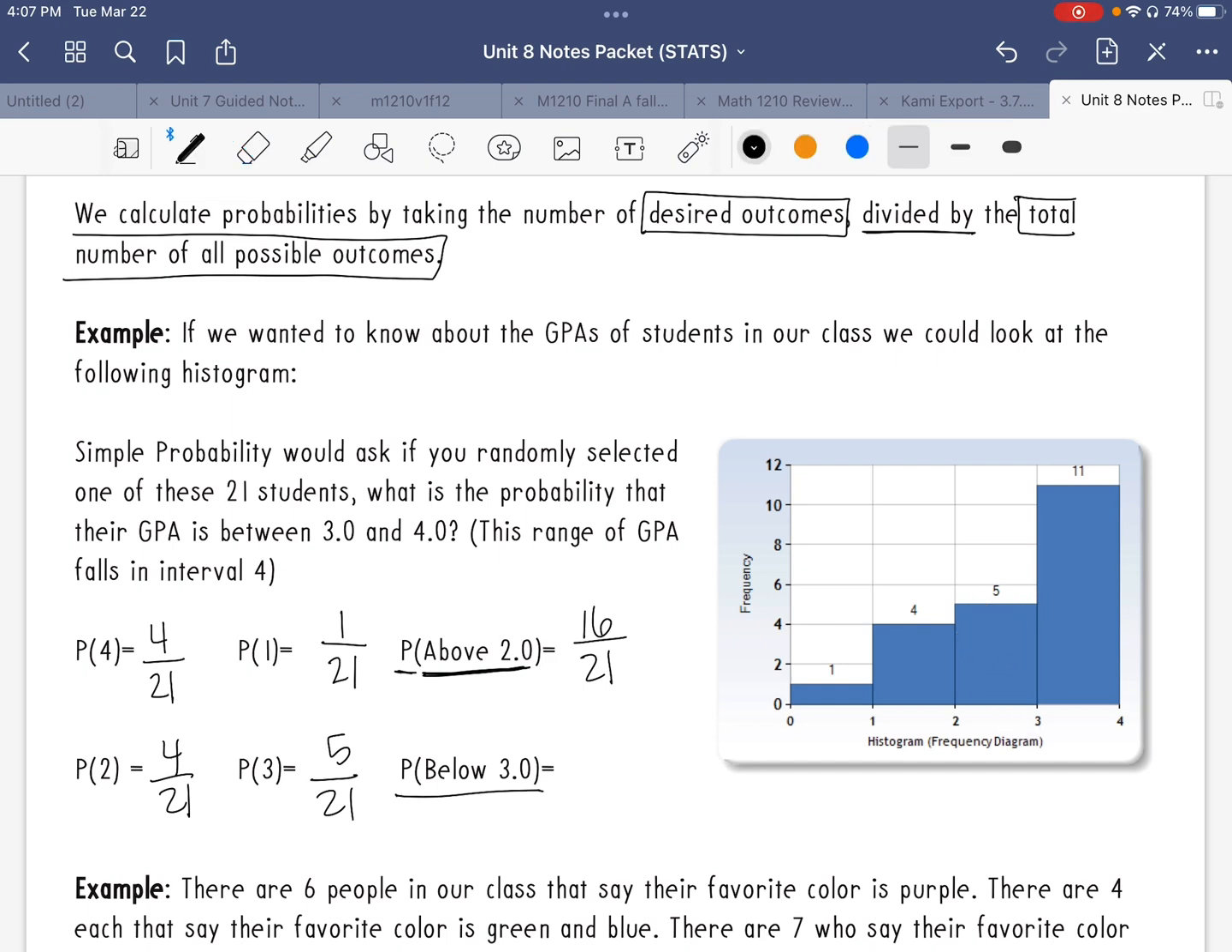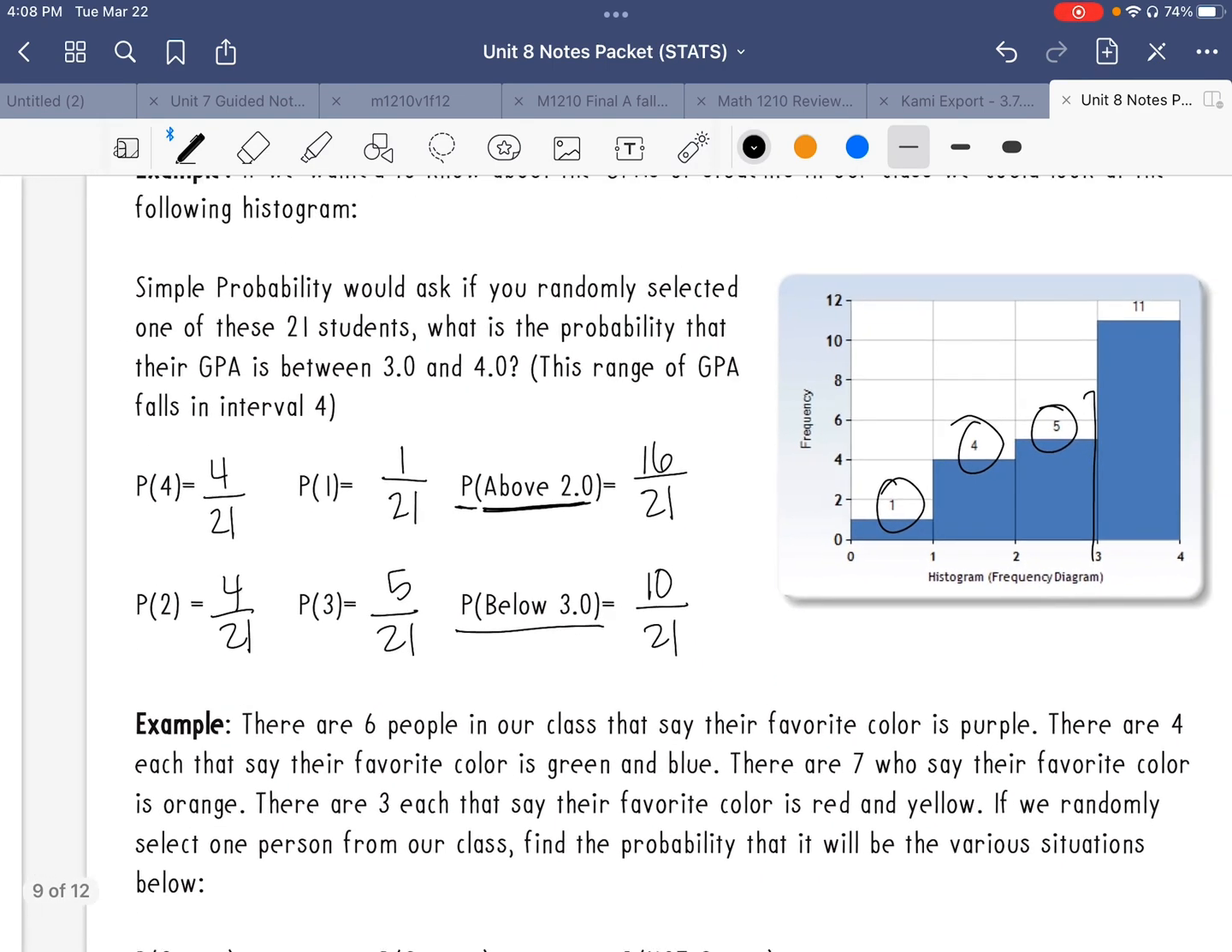Now, for our last one, what's the probability that it falls below 3.0? So here's your 3.0 mark. So what are the odds that your student is from this section of the histogram? So we would do 5 plus 4 plus 1. So that's going to be 10 out of the 21 possibilities. Now you should reduce these fractions if you can. None of these are reducible, so that's why I didn't. So there you go. Those are the probabilities that any of these things could happen.